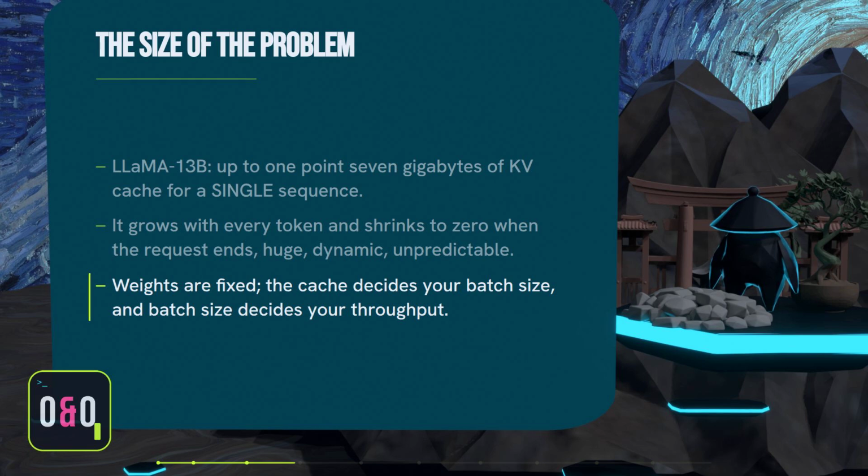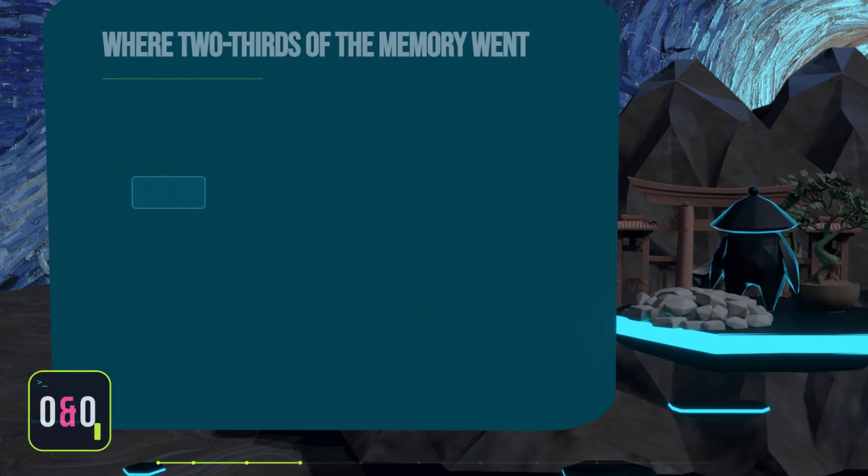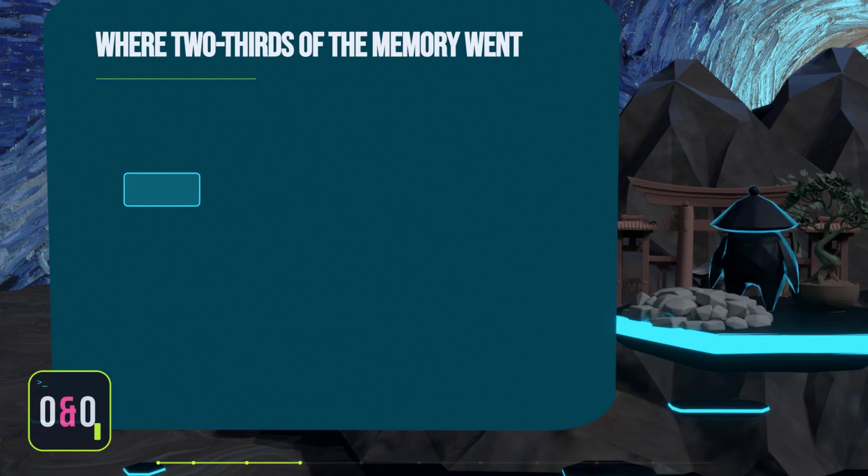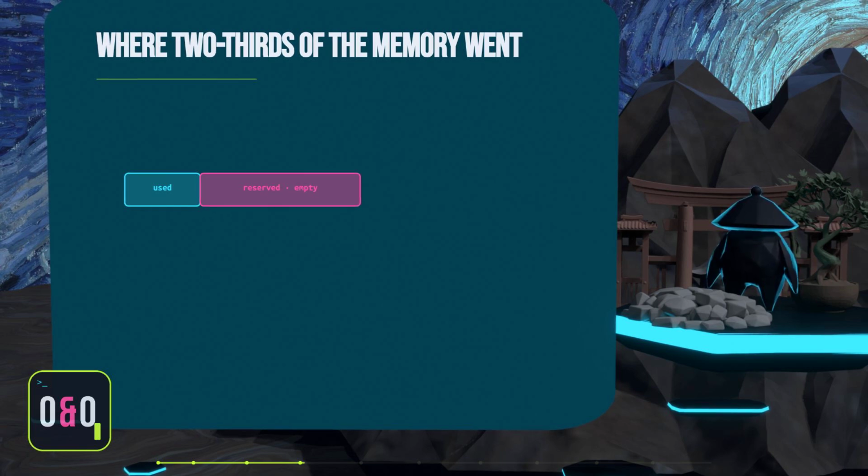How hard can packing be? This is where the 60 to 80% figure comes from. Before vLLM, serving systems inherited an assumption from deep learning frameworks. A tensor lives in one contiguous block of memory. Applied to the KV cache, that means each request cache must be one unbroken region.